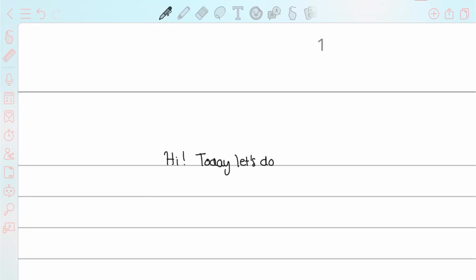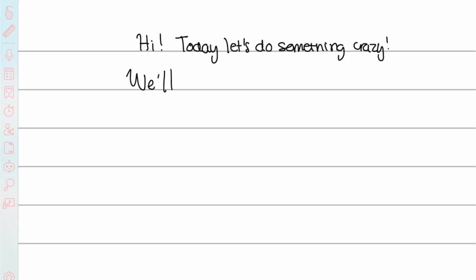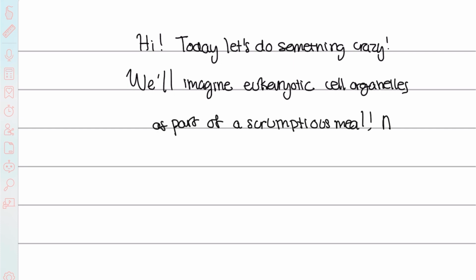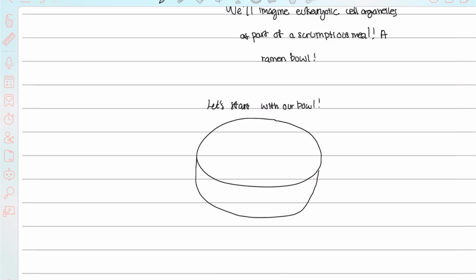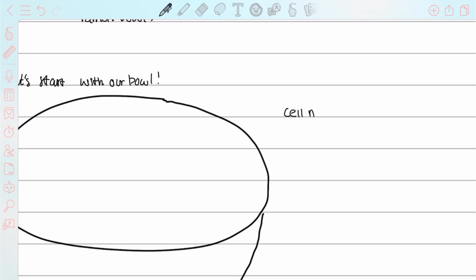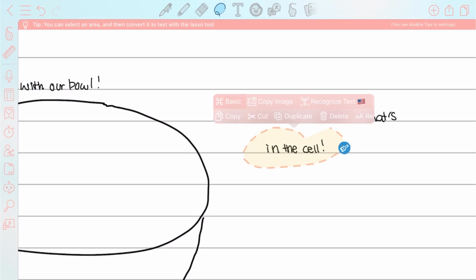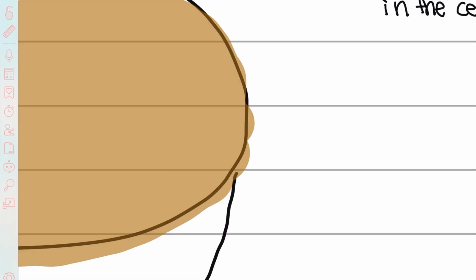Hi, today let's do something crazy. We'll imagine eukaryotic cell organelles as part of a scrumptious meal, a ramen bowl. Let's start with our bowl, which today will represent the cell membrane. The cell membrane controls what's in our cell, just like most plates and bowls control what's in our meal. If it's not inside of the cell membrane, it's not a part of the cell.